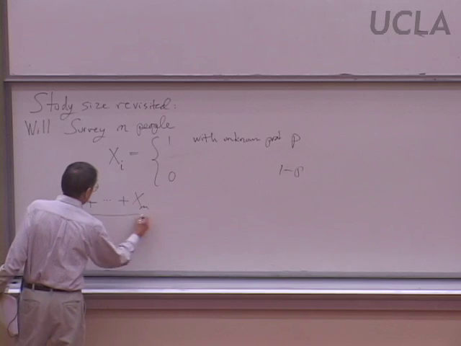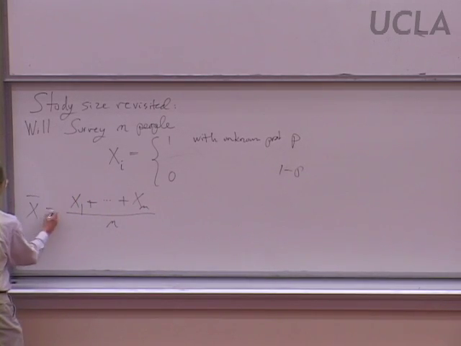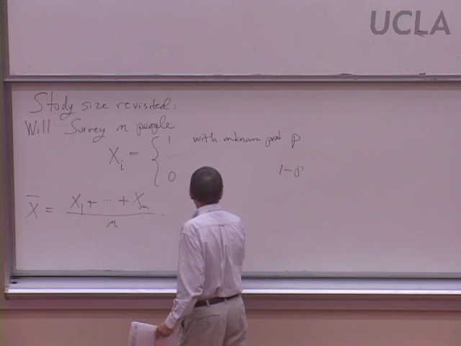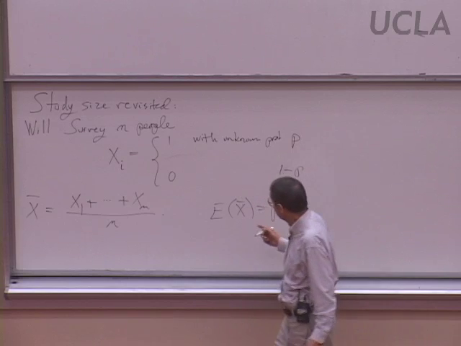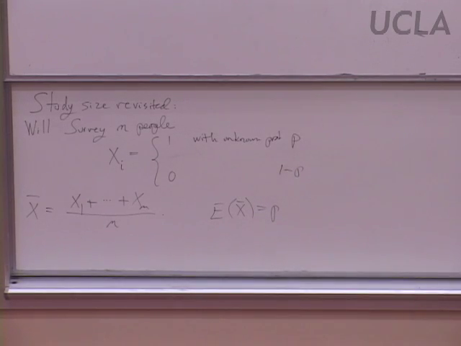If we divide that by the sample size n, this gives us the fraction of people who replied yes. And we hope that x bar is close to p. And there's some basis for that hope. We know that the expected value is p. And we know the variance.